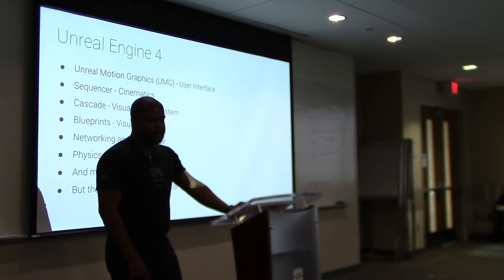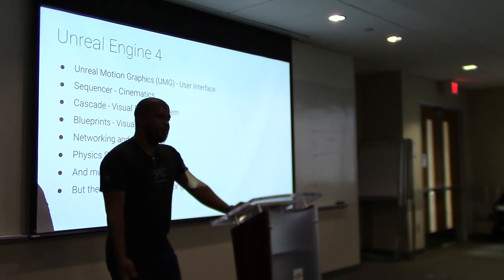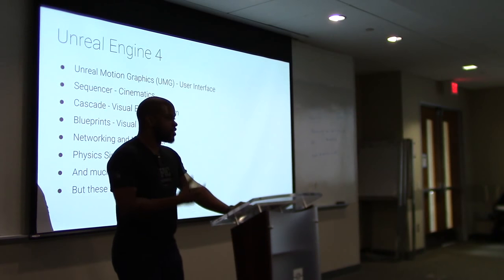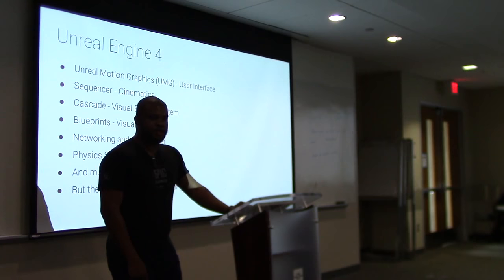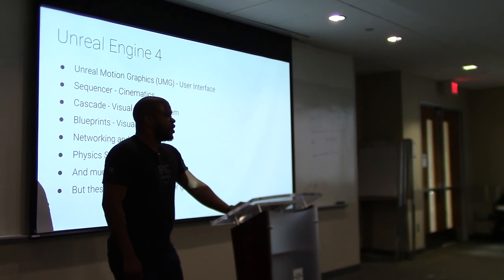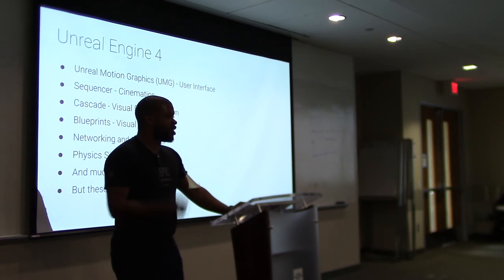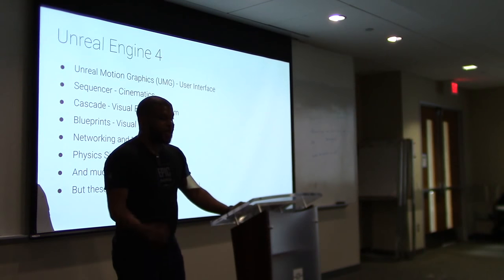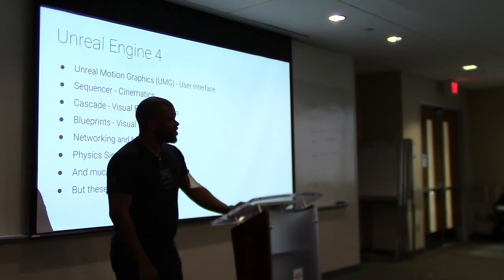Sequencer, which is our cinematics tool, replaced Matinee. If you guys are familiar with older versions of the Unreal Engine, Sequencer is the newness there for handling cinematics, and it actually has a number of improvements over the functionality that Matinee provided. Cascade, which is the visual effects system, and we're going to talk a lot more about that, and specifically the new version of Cascade, which is Niagara, which will be coming out in the future at some point.